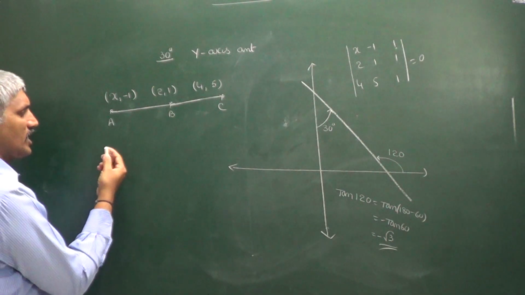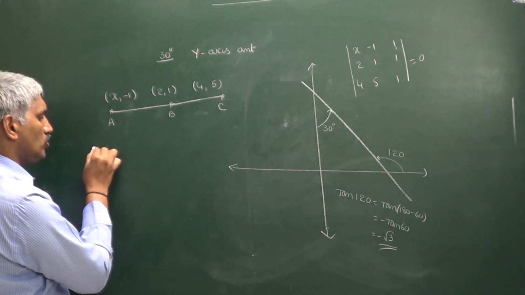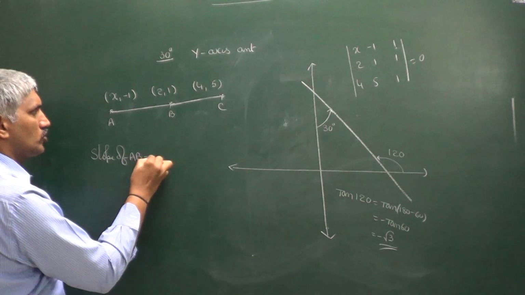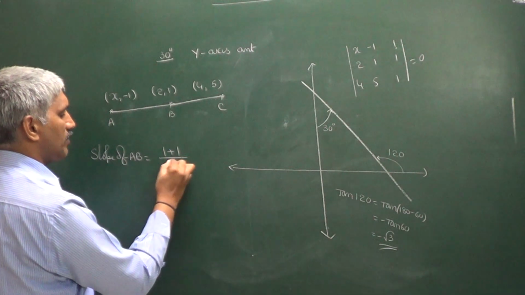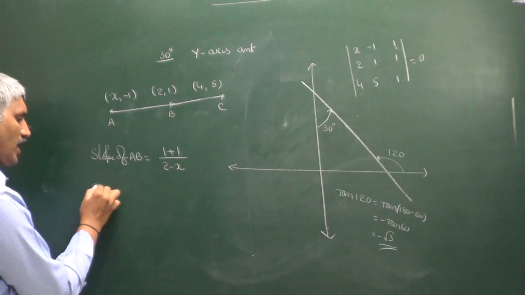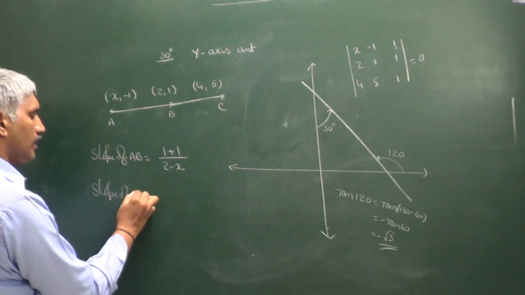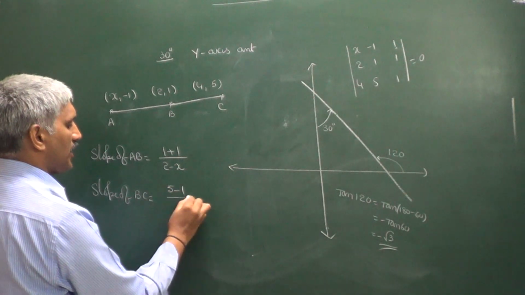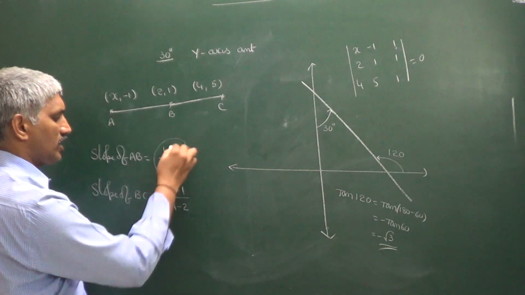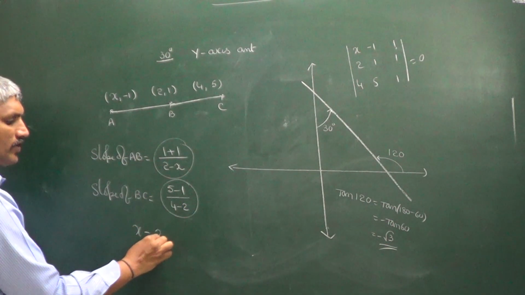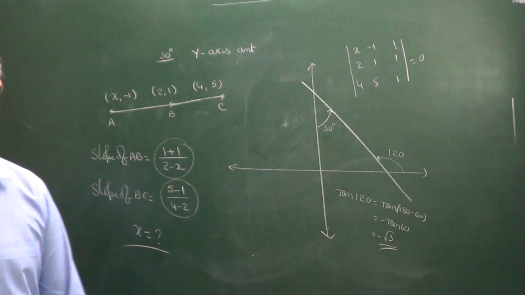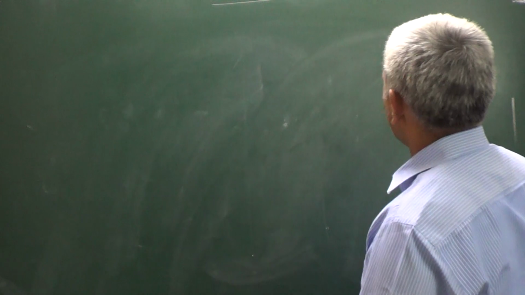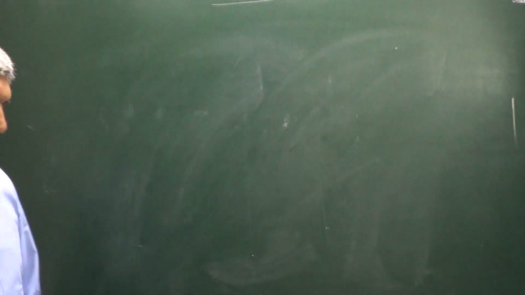Anyone we can do it. Come on, tell me what is the slope of AB? Slope of AB is equals to 1 plus 1 divided by 2 minus x. At the same time, slope of BC is equals to 5 minus 1 divided by 4 minus 2. Now equate these two, you will get the value of x. So that is the way of finding the value of x when the 3 points are collinear. So collinearity we can prove with the help of the slope concept also.